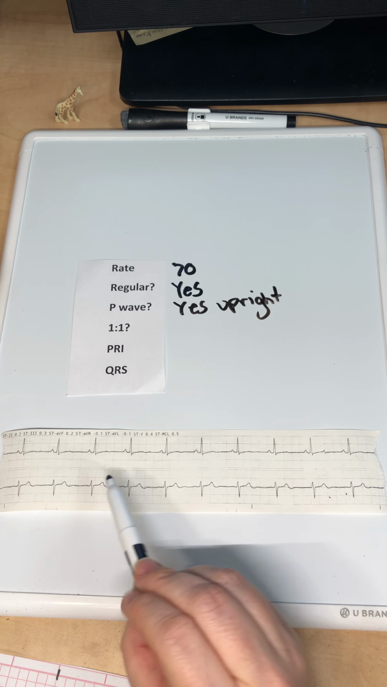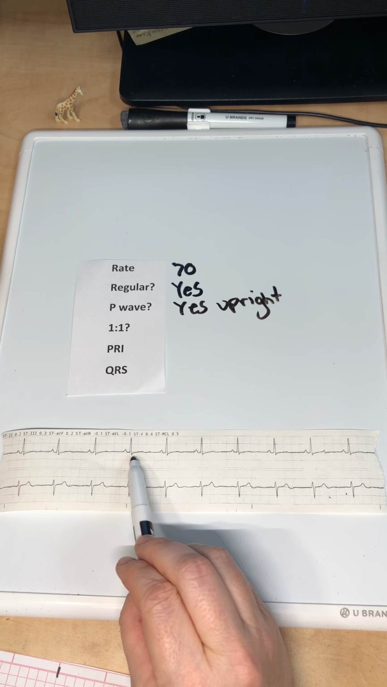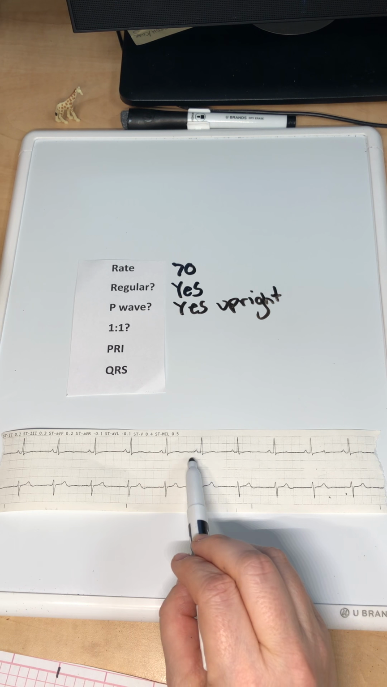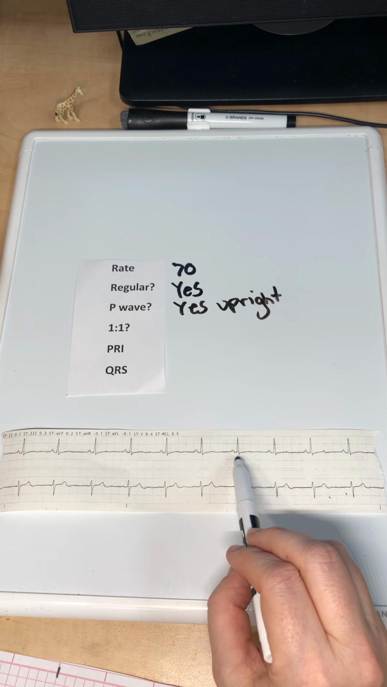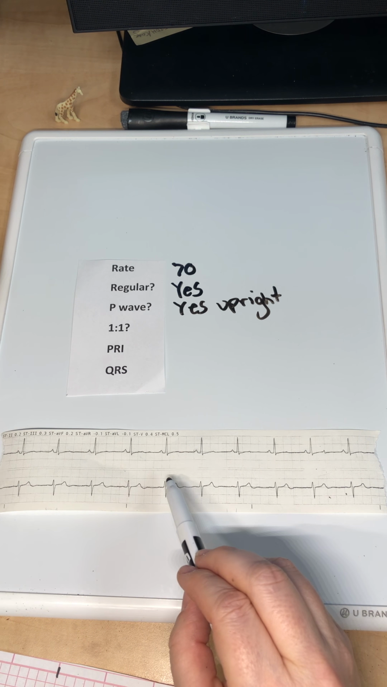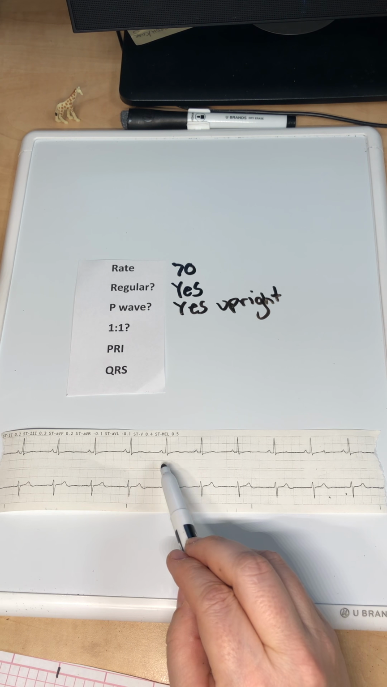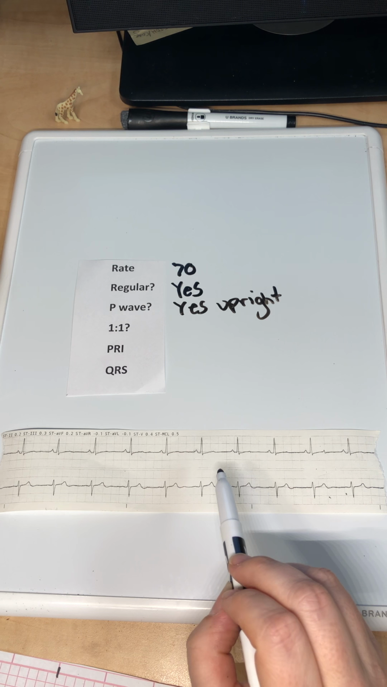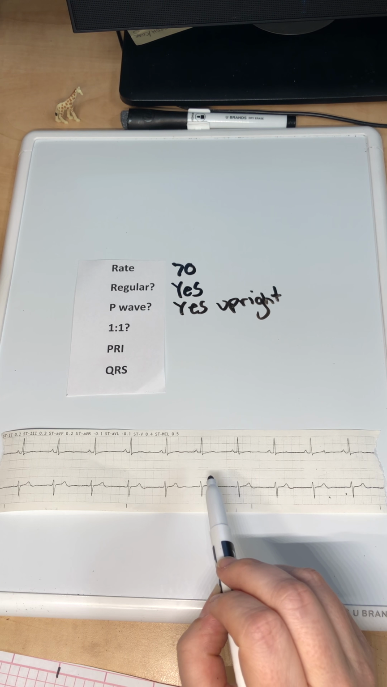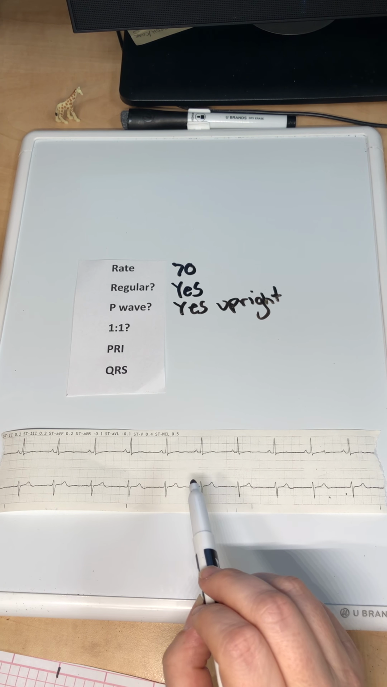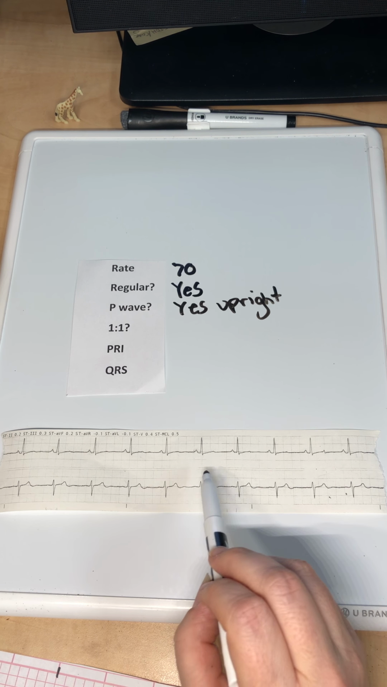Okay, and is it 1 to 1? So 1 P wave for every QRS. 1 P, 1 QRS. 1 P, 1 QRS. In other words, it's not P, P, P QRS. That would be a bad thing. You want it to be P QRS T, P QRS T, because you need for the electricity to go through that pathway that we discussed.